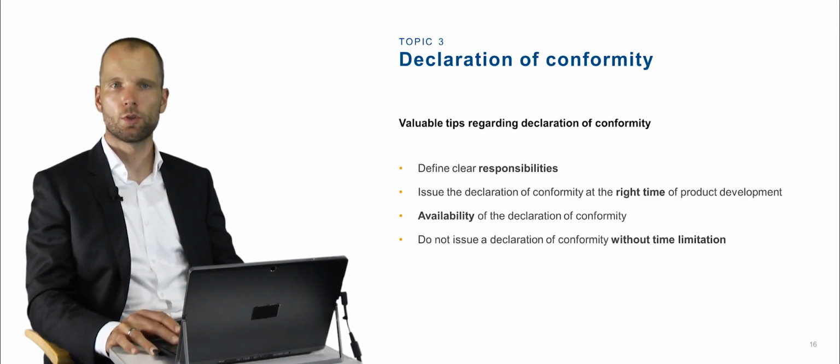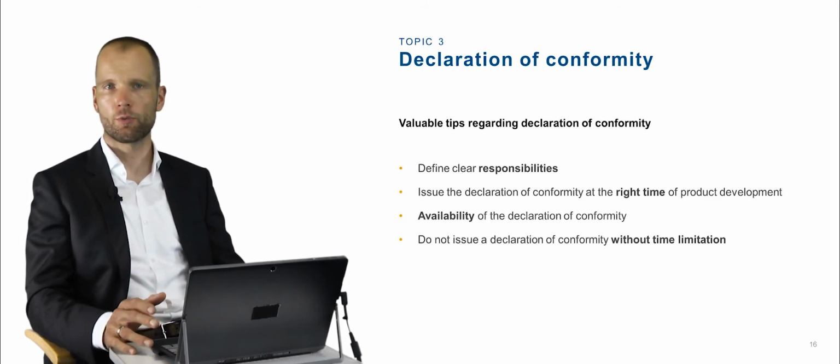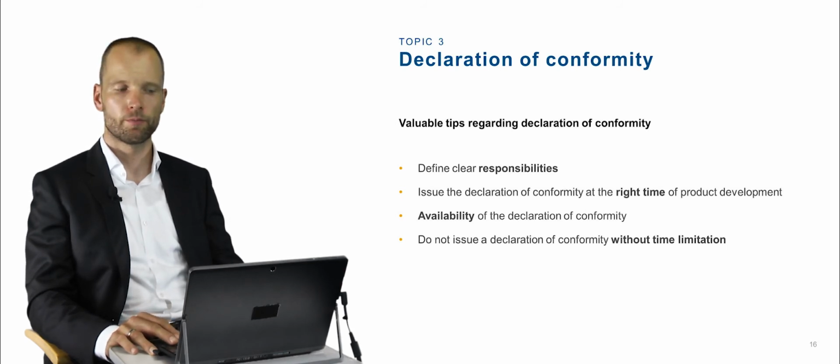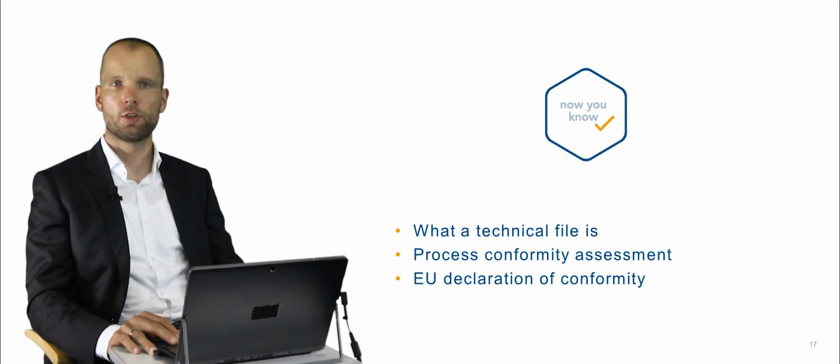Some tips for the Declaration of Conformity. Define clear responsibility. Issue the Declaration of Conformity at the right time of the product development. Do it only once you have fulfilled the general safety and performance requirements. Availability of the Declaration of Conformity: it should be available immediately. Do not issue a Declaration of Conformity without time limitation. Establish clear time limits.